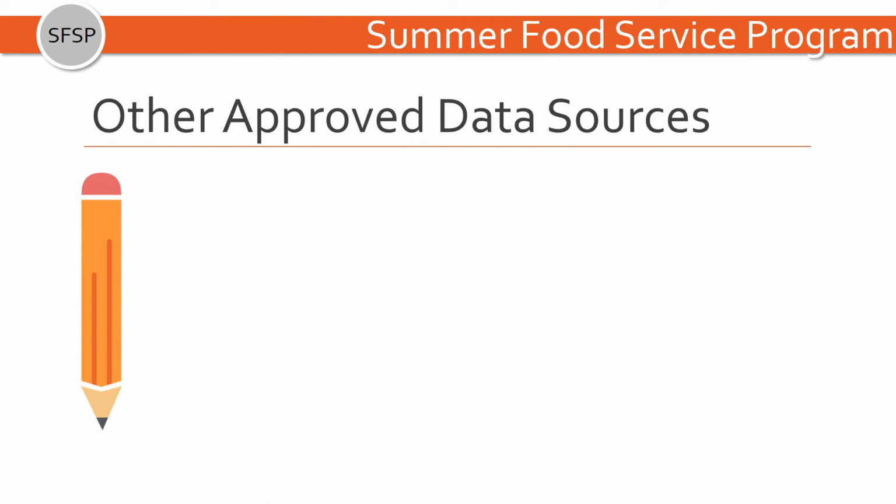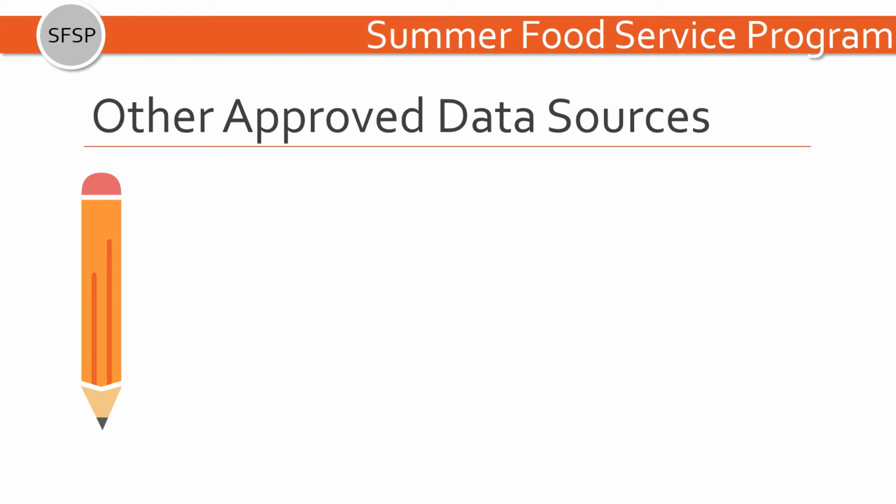Area eligibility may also be established by using documentation from other approved sources to demonstrate that 50% or more of the children in a defined area are eligible for free or reduced price school meals. Eligibility determinations using approved alternative data also remain in effect for 5 years.